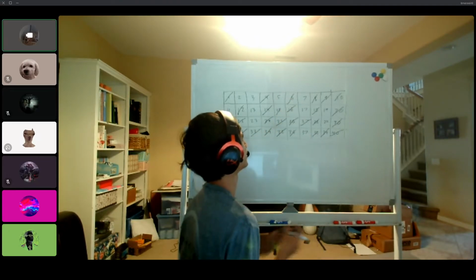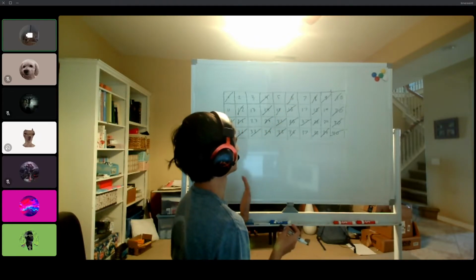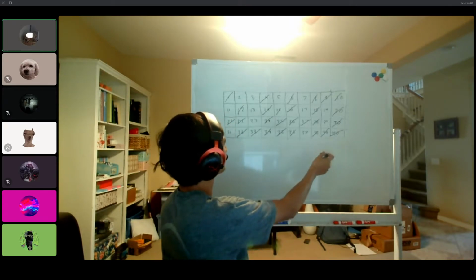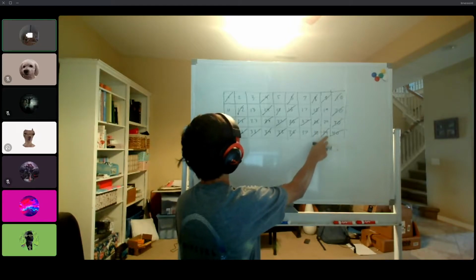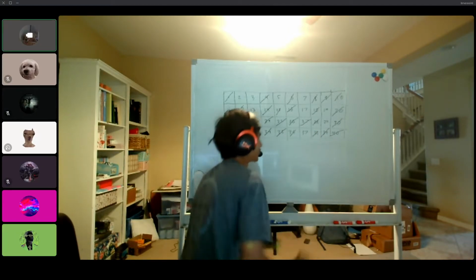And then 7 is not marked, so it's a prime number. Let's mark all its multiples. It'll be 14, 21, 28, and 35, which are all already marked off.